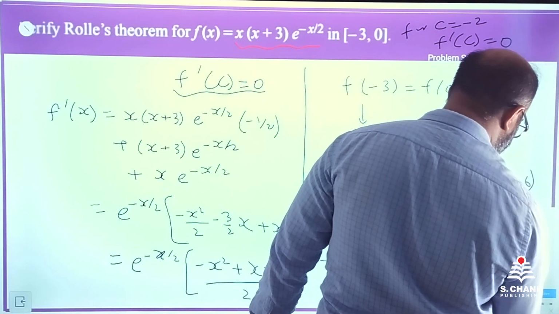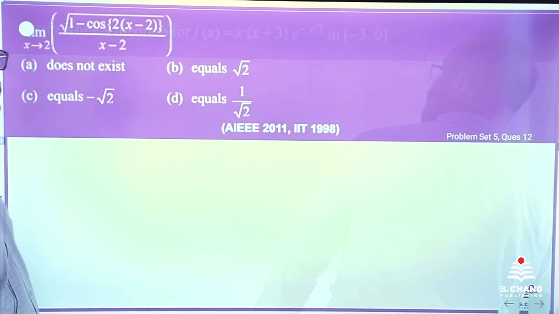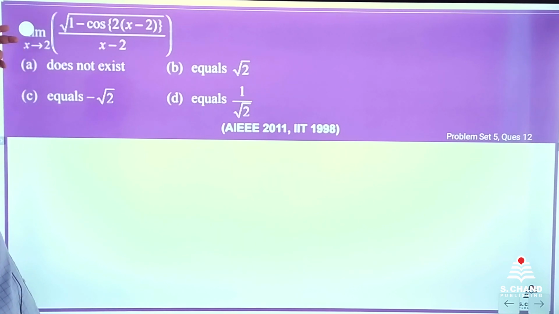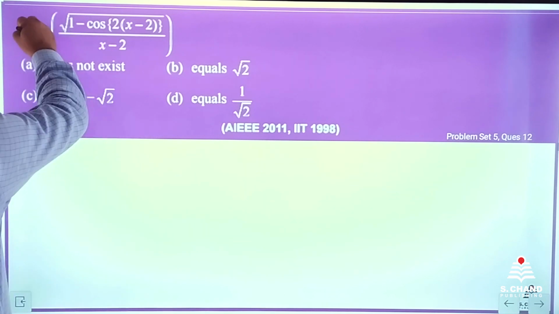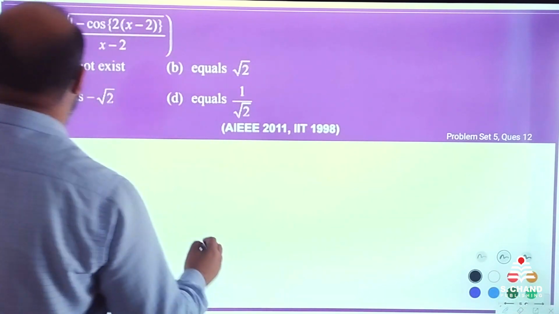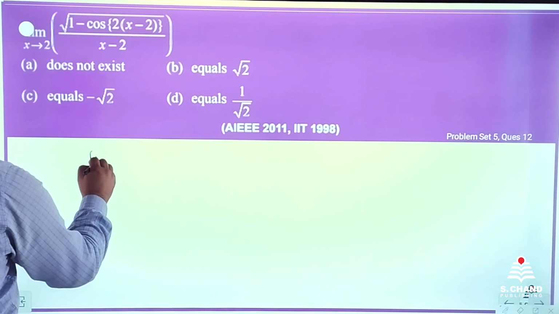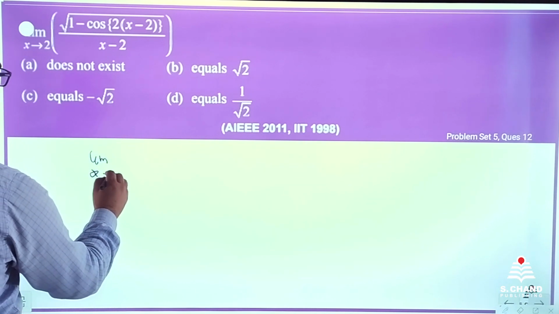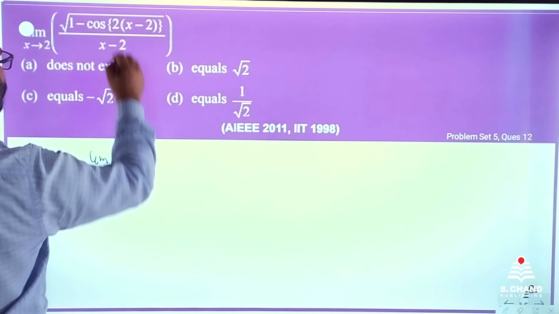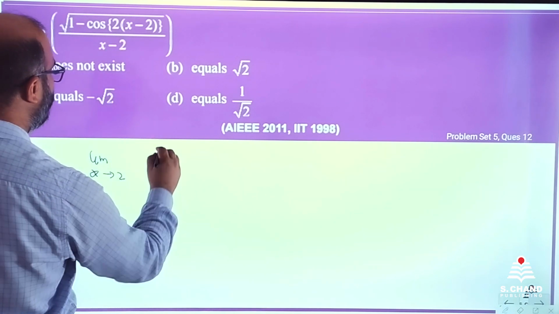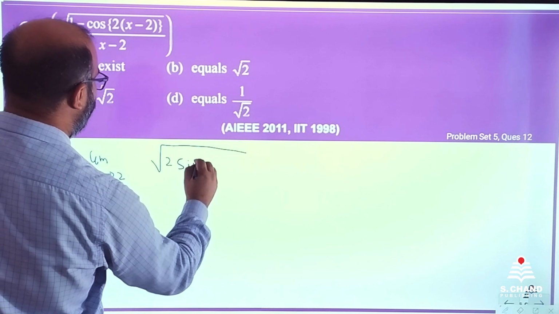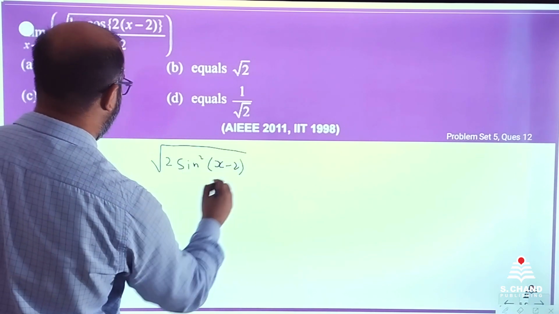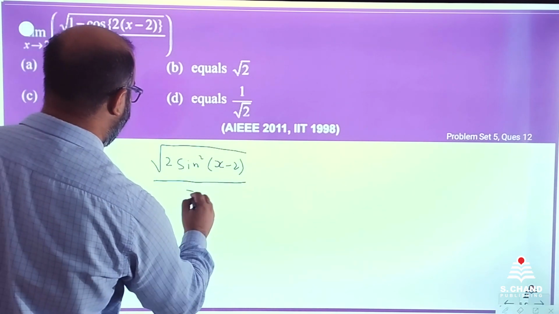Now let us see the next question. So this is the next question with us. Limit x tending towards 2, root over 1 minus cos 2x, minus 2, by x minus 2. And when you calculate it, what will happen? Limit x tending towards 2, root over 1 minus cos 2x is root over 2 sine square x, minus 2, by x minus 2.